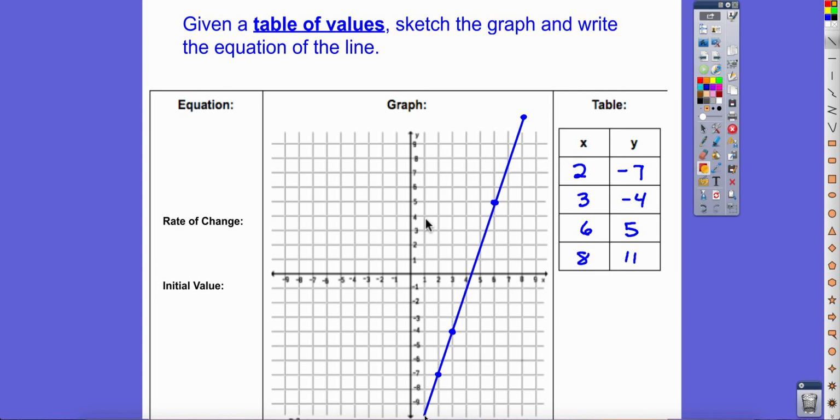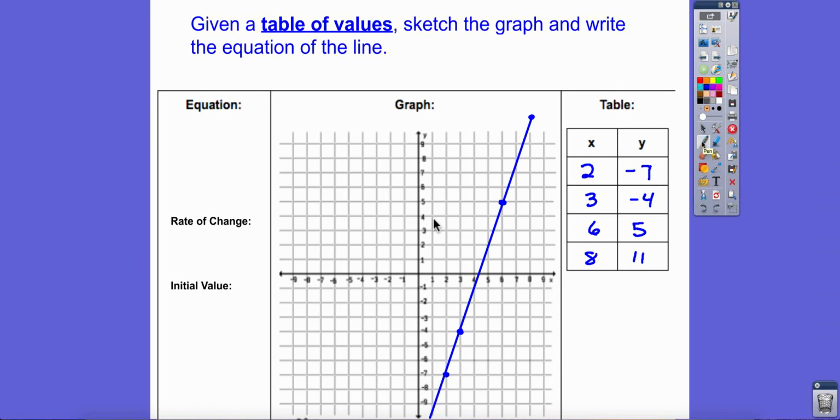And if I kept on going, I'm going to run out of room on my graph here, it looks like, and it looks like we're going to get to about right there. Okay, so I'm all out of room, but I've got my graph of my line. Okay, now we want to look at our equation.